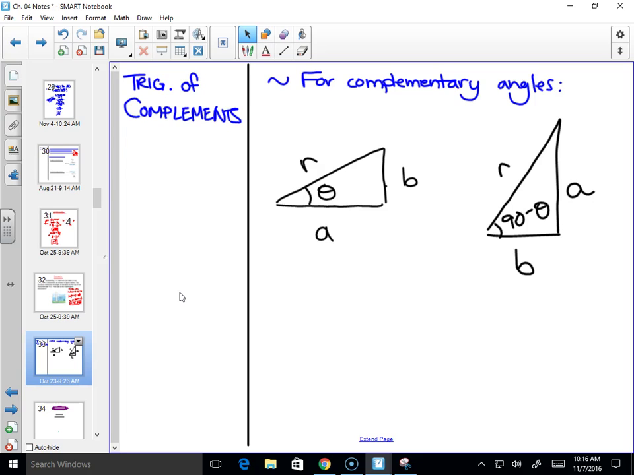Okay, this page gives us one last snazzy relationship. Trig of complementary angles. Let me give you a few complementary angles. All right. Oh, I need to add something on your list back here. Honors Precalc. Let me erase this. Let me put this down.